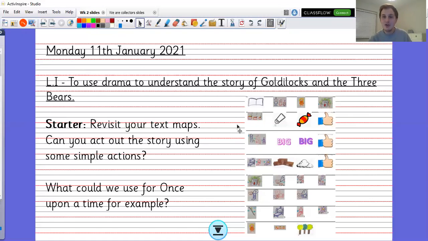So carry on, have a little look through your text map and revisit it. How could you act out the remaining parts? How could you act out the porridge bowls? How could you act out it being too salty or too sweet? Keep reading through your text map and acting it out, coming up with some lovely actions for me. Remember, you can pause the video at any time. Once you've done that, you can then click play.